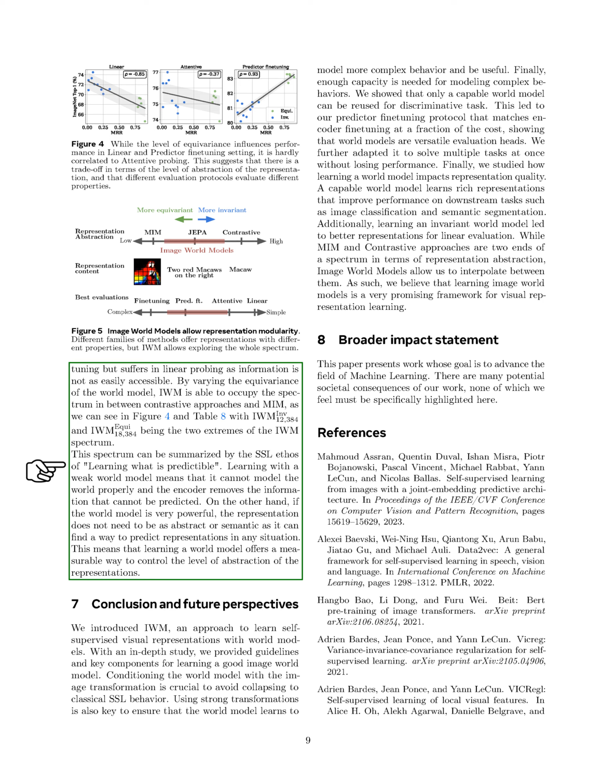This spectrum encapsulates the self-supervised learning ethos of learning what is predictable, highlighting that a weak world model may fail to adequately model the world, leading the encoder to discard unpredictable information. Conversely, a powerful world model enables the representation to be less abstract or semantic, as it can predict representations in any scenario, offering a tangible means to modulate the abstraction level of the representations.